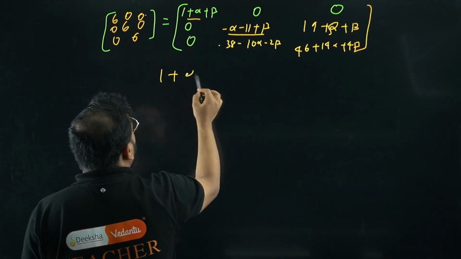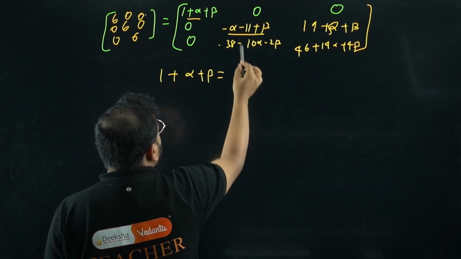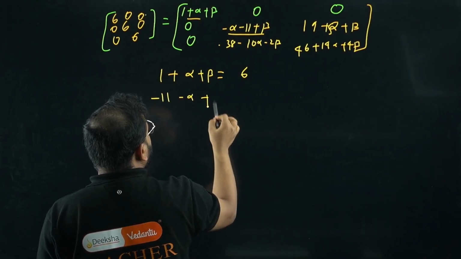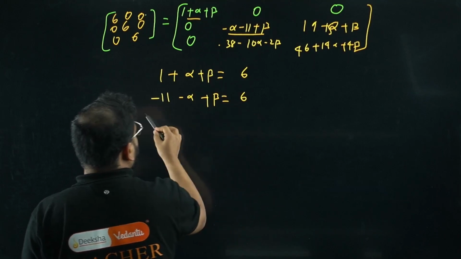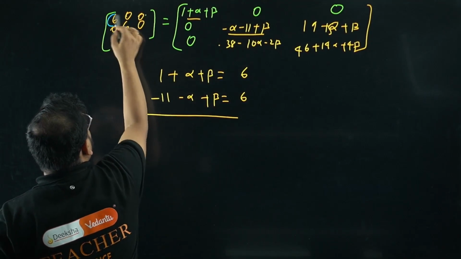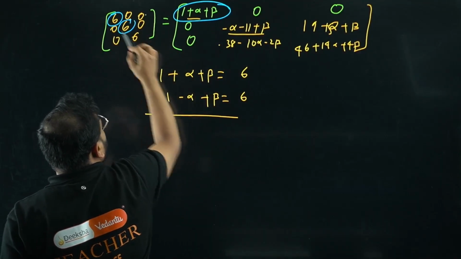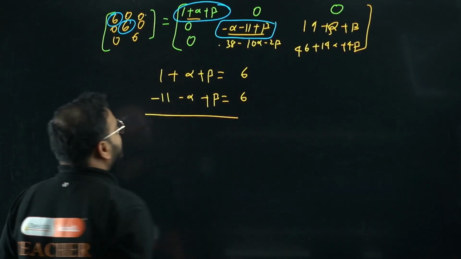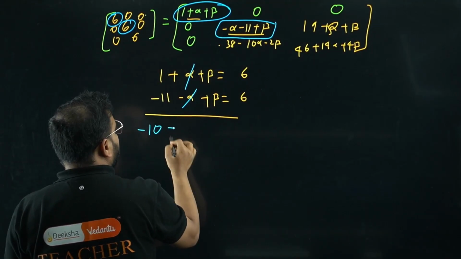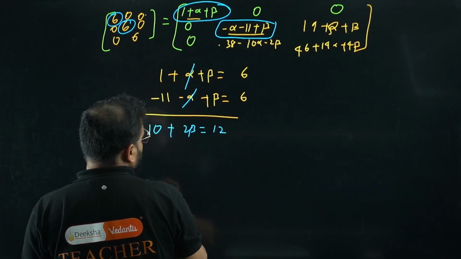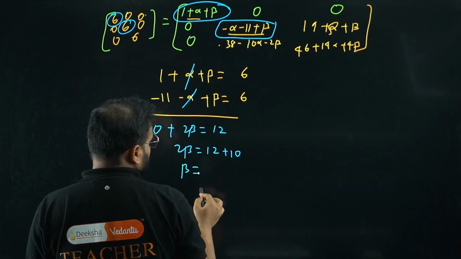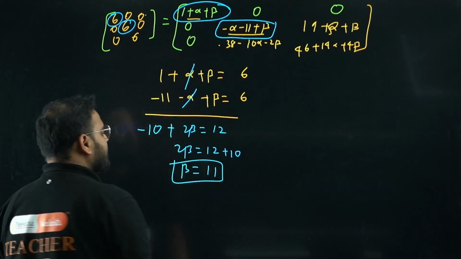Okay, so please compare here. I get 1 plus alpha plus beta equals 6, and the second one, minus 11 minus alpha plus beta equals 6 again. I'm comparing these two. Please check. When you add them, this and this cancel. I get minus 10 plus 2 beta equals 12. So 2 beta equals 12 plus 10. Hence beta equals 11. Right? Beta equals 11.